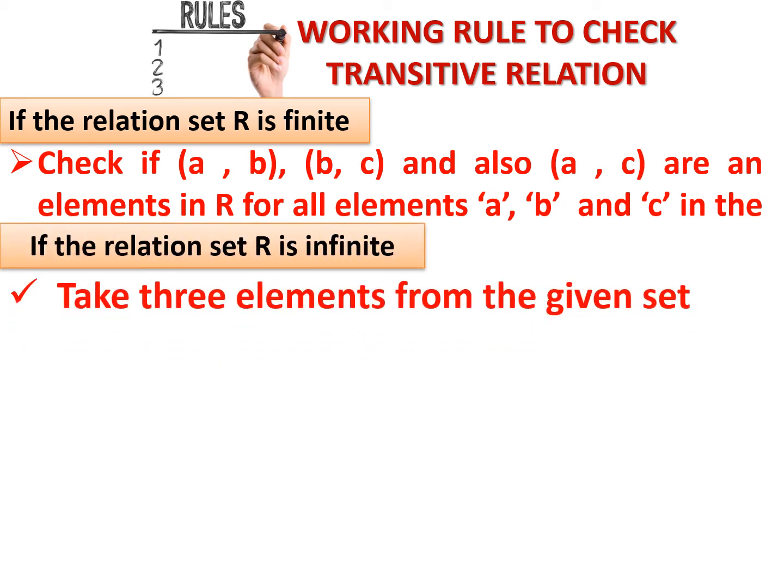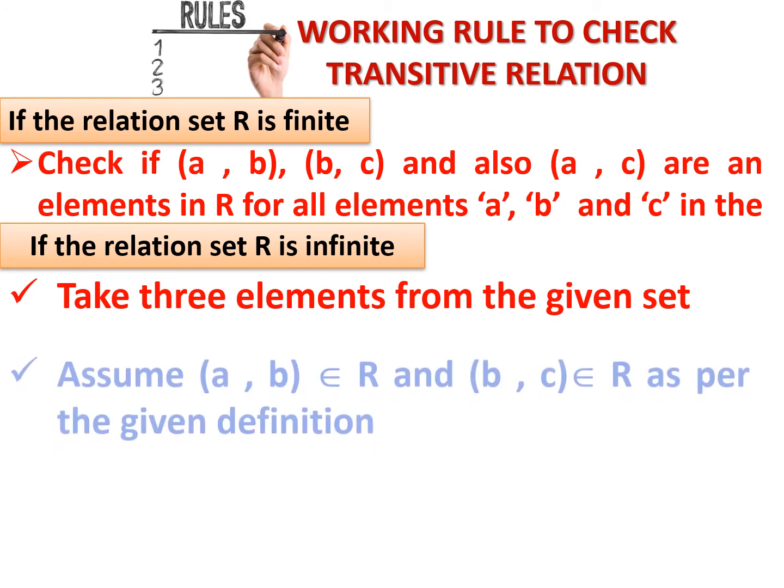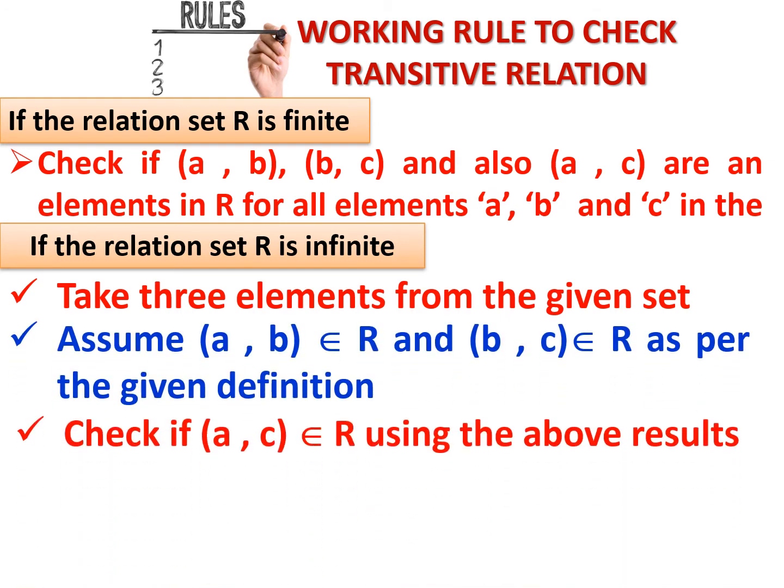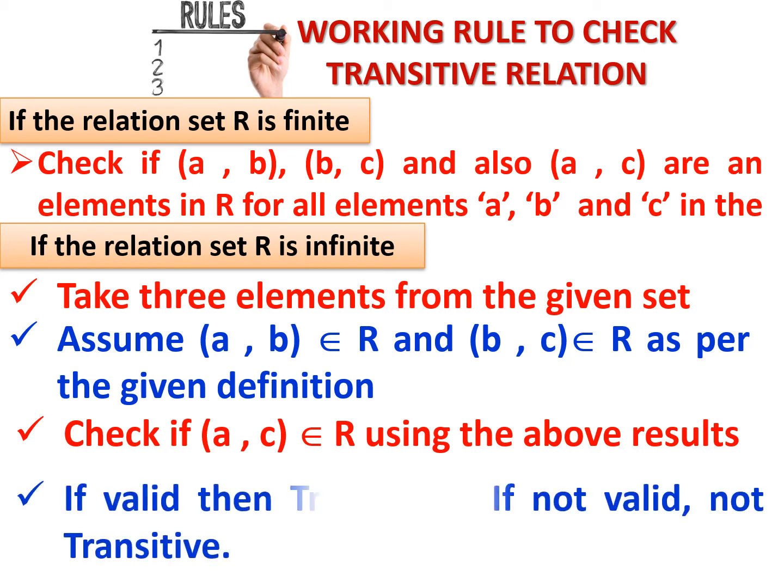If it is infinite, take three elements from the given set. Assume (a, b) and (b, c). Then try to prove (a, c) from the given relation. Some equations or ideas you may get. Make use of that and try to prove that (a, c) also belongs to R. If it is valid, then it is transitive. If not valid, not transitive.